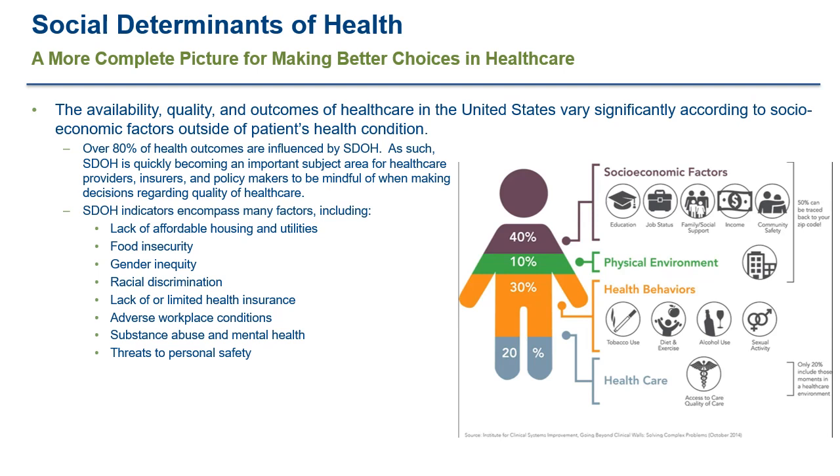Now, these indicators have many factors, including what kind of housing you have access to, what kind of transportation services you have access to, food insecurity, gender inequity, racial discrimination, lack of or limited health insurance, adverse workplace conditions, and substance abuse. Any of these things can have a significant impact on your health.